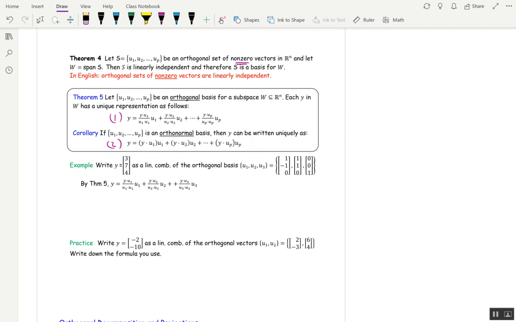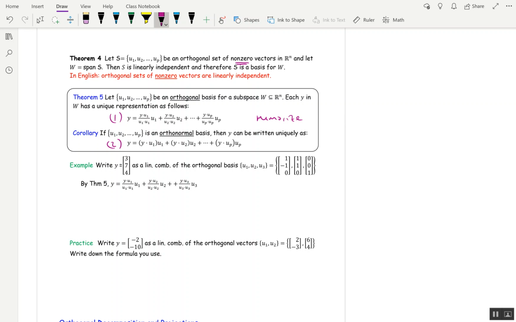You do need to memorize this, and it's really not that bad. Typically we'll only have 1 or 2 vectors. For example, in this example here, we've got 3 vectors, u1, u2, u3, and those vectors form an orthogonal basis of R3, and we want to write y as a linear combination of those vectors.